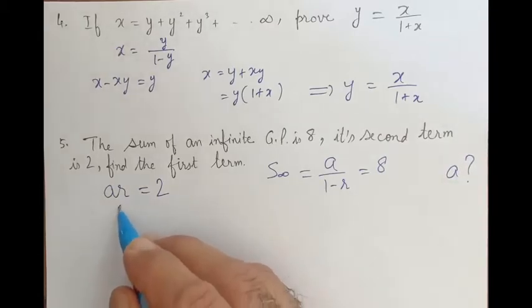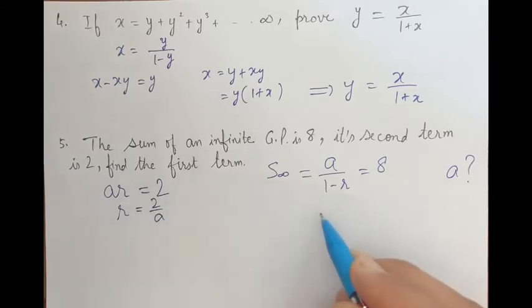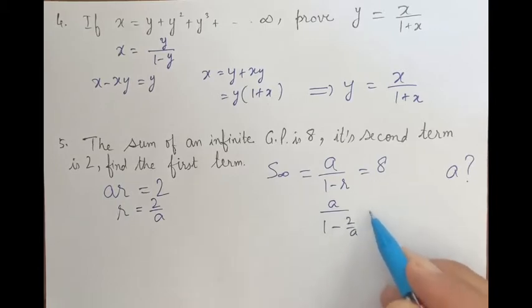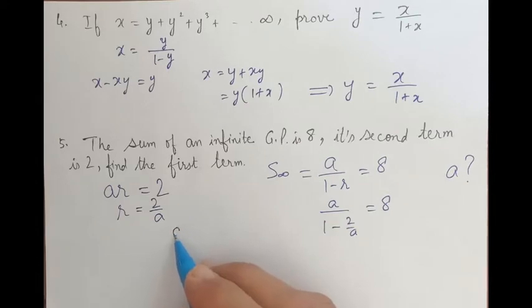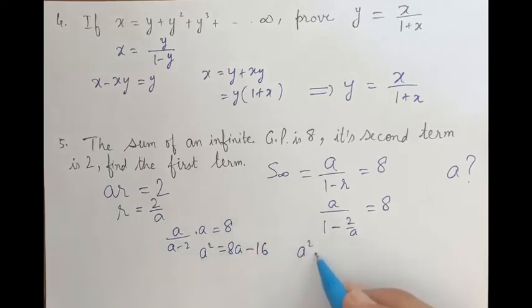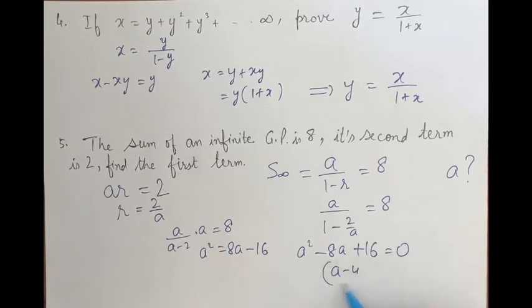We can find out the value of r from this: it is 2 upon a. We substitute the value here. This is a upon 1 minus 2 upon a, which is 8. This is a upon a minus 2 into a, equal to 8. A square is equal to 8a minus 16. A square minus 8a plus 16 is 0. This is (a minus 4) whole square equal to 0. This gives us a equals 4. The first term is 4.